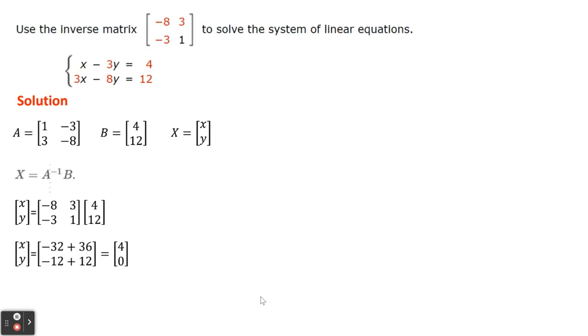So to multiply, remember we take the row, so we take this row times this column. So negative 8 times 4 is negative 32, and then 3 times 12 is 36. So negative 32 plus 36 gives us that 4. And then we go with the second row. Negative 3 times 4 is negative 12. 1 times 12 is 12, so we get 0. So from here, we can say that x is equal to 4 and y is equal to 0. Okay, so that is one way that we can solve this system.